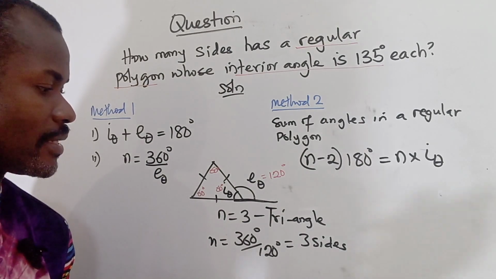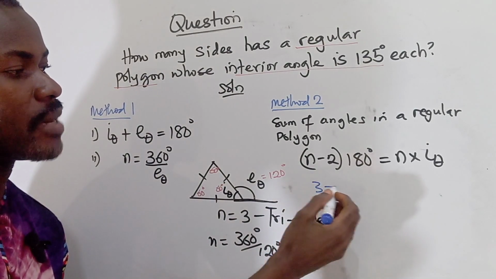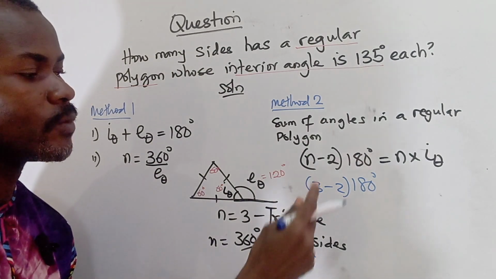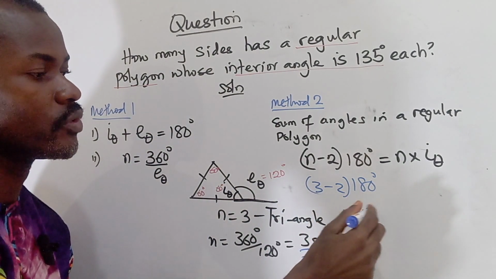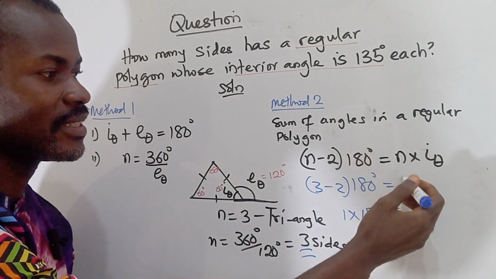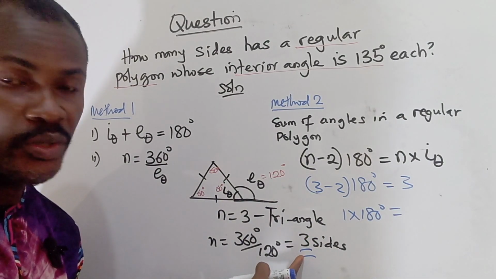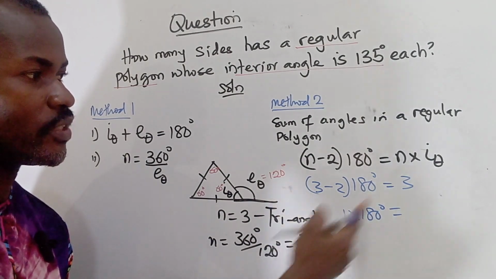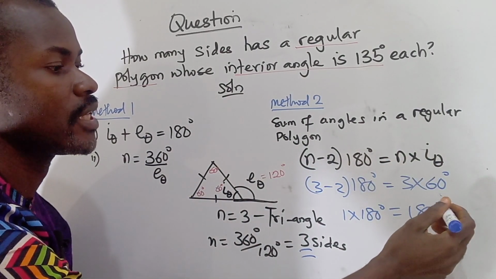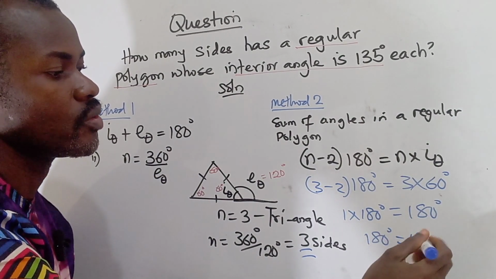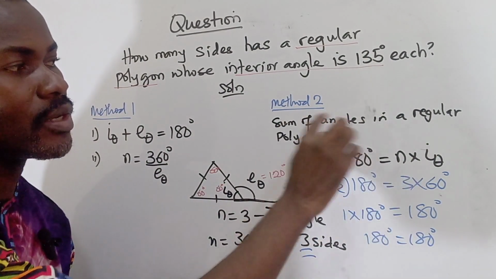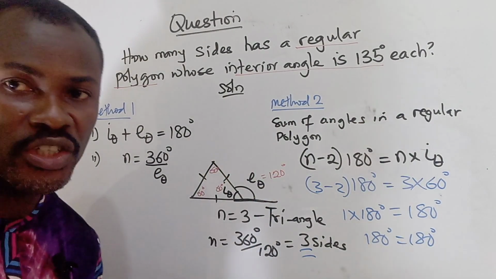A triangle has how many sides? We have 3 sides. So 3 minus 2 times 180 degrees. You can observe 3 minus 2 is 1, and 1 times 180 degrees is 180 degrees. Now, the 3 sides, n, multiplied by one of the interior angles, which is 60, 3 times 60, also gives us 180 degrees. So 180 degrees equals 180 degrees. For instance, we just tested these two formulas for the sum of angles in a regular polygon using the triangle.